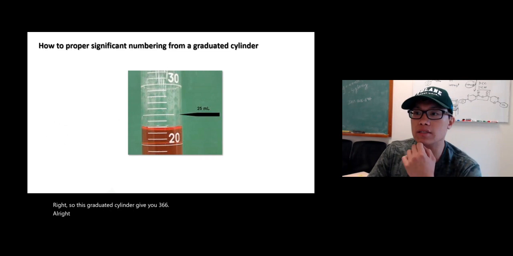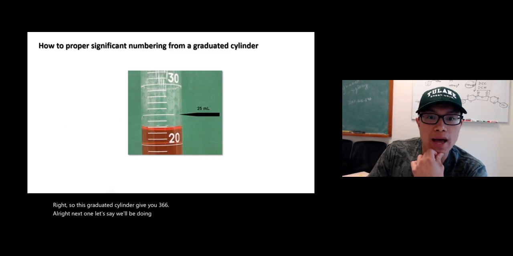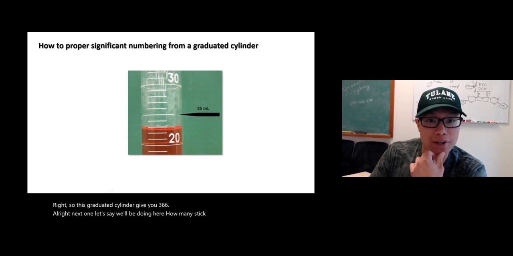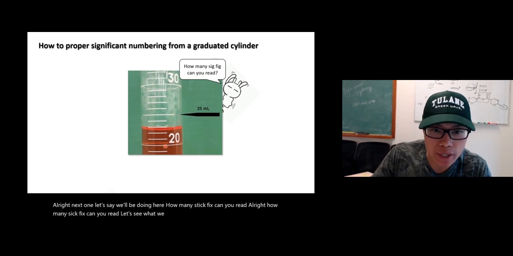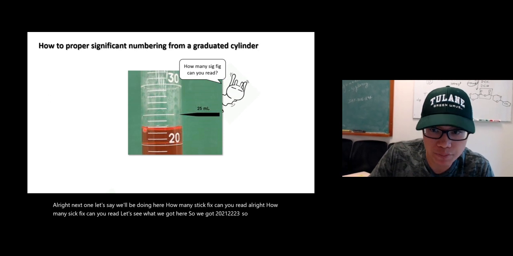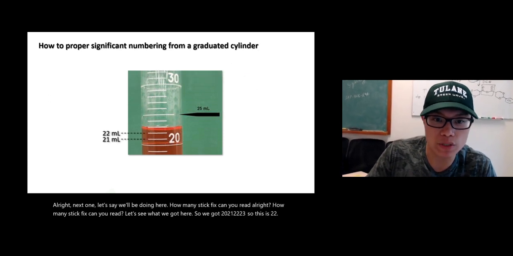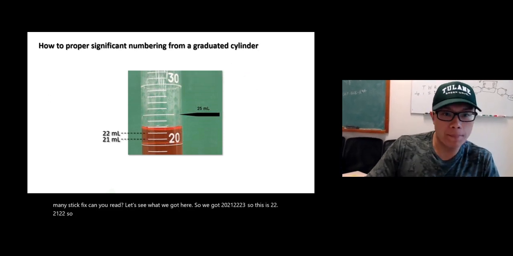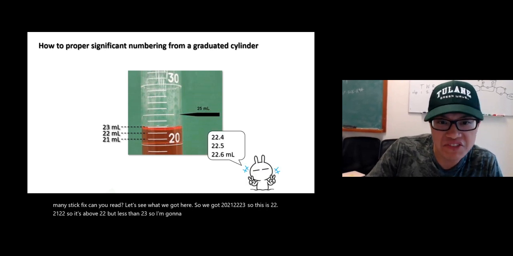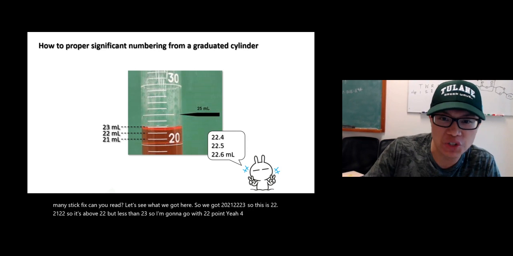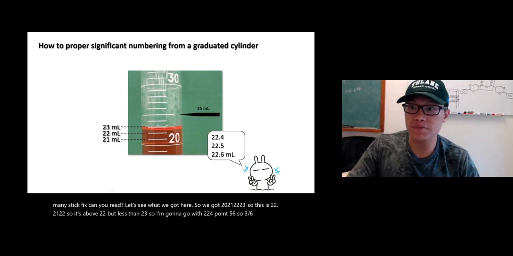All right, next one. Let's see what we do here. How many sig figs can you read? Let's see what we got here. We got 20, 21, 22, 23. So this is 22. It's above 22, but less than 23. So I'm going to go with 22.4, 22.5, 22.6, so 3 sig figs, something like this.